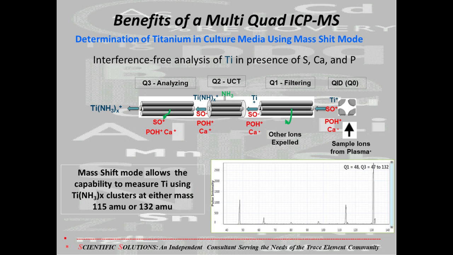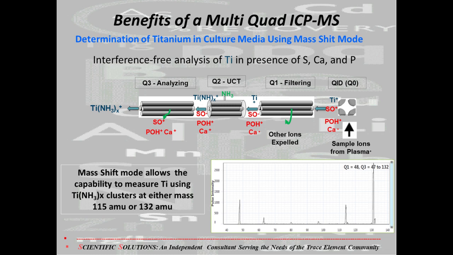In this example, we show the determination of titanium in cell culture media, which has significant amounts of sulfur, phosphorus, and calcium, which can interfere with trace levels of titanium. By using mass shift mode with dynamic bandpass tuning, we can form a complex titanium cluster ion with ammonia gas and use it for quantitation. So how is this done?